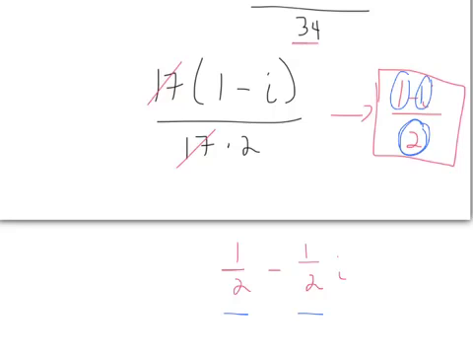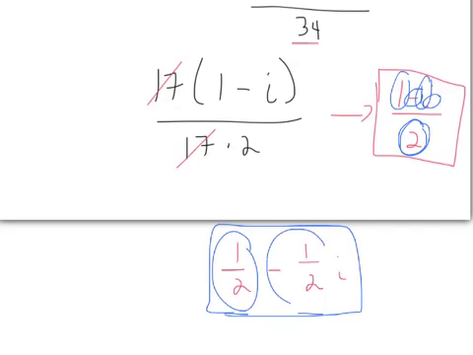The negative sign carries down from the middle, and the i part carries down as well. So this would be my answer in standard complex form. This tells me that a is 1/2, b is negative 1/2. This is the real component, this is the imaginary component of the complex number.